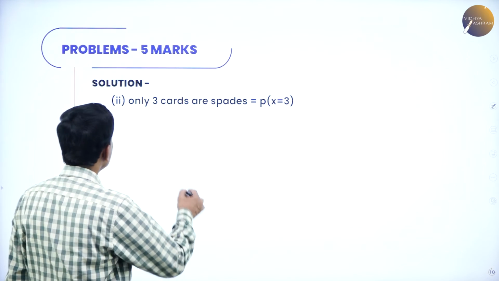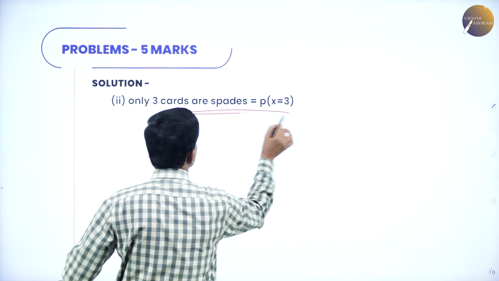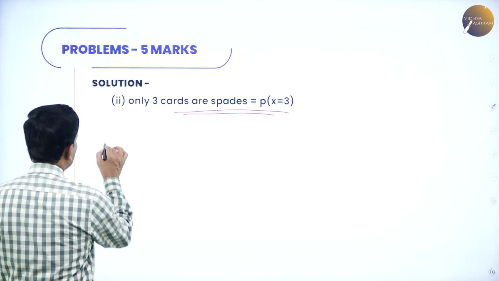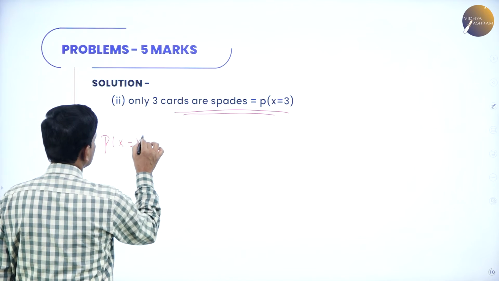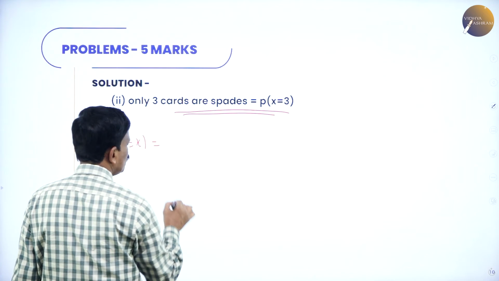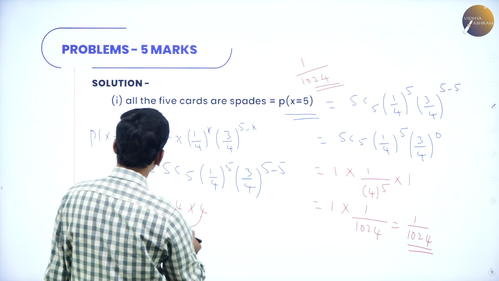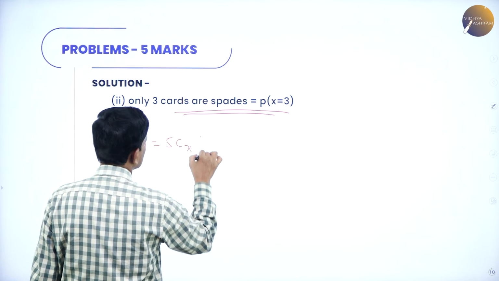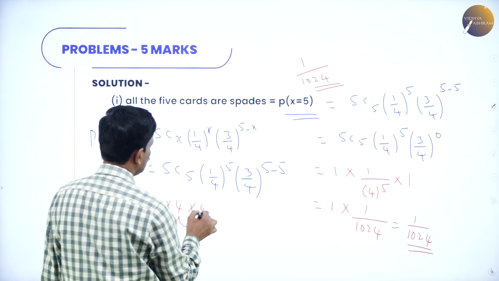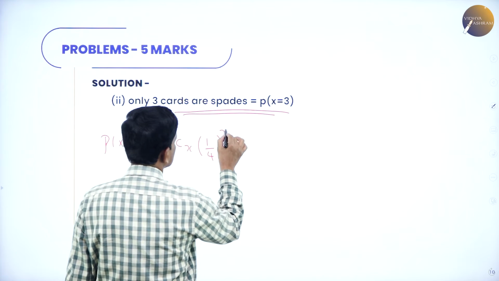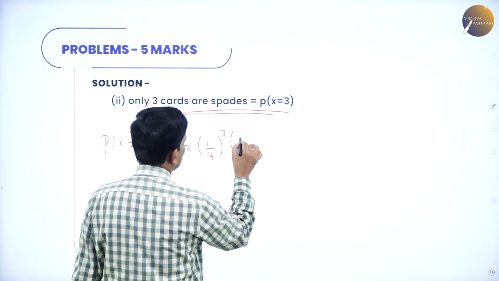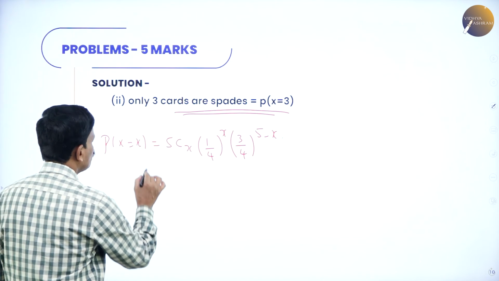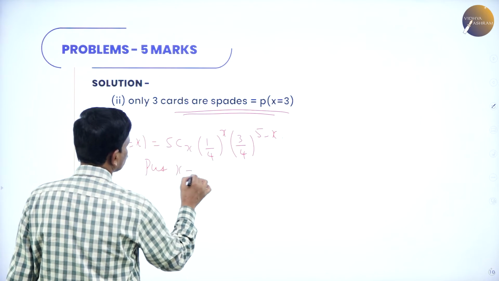What is case 2? Only 3 cards are spades. That means P of x is equal to 3. P of x is given by what we have obtained, that is 5cx into 1 by 4 to the power of x into 3 by 4 to the power of 5 minus x. Now put x is equal to 3 here.